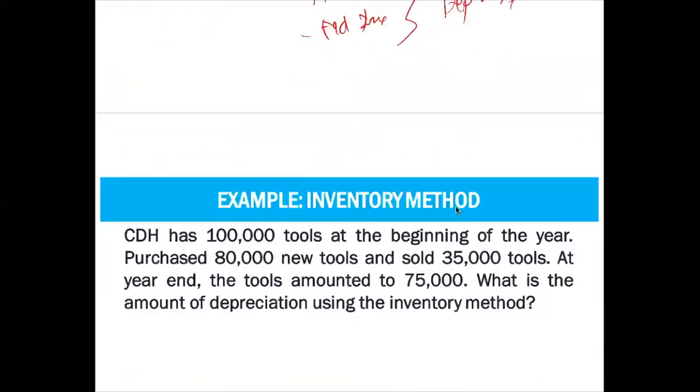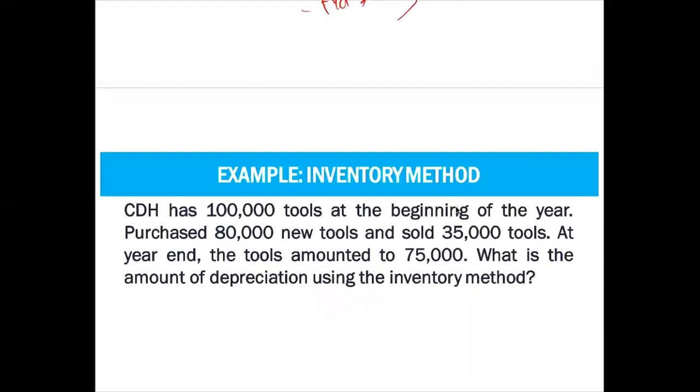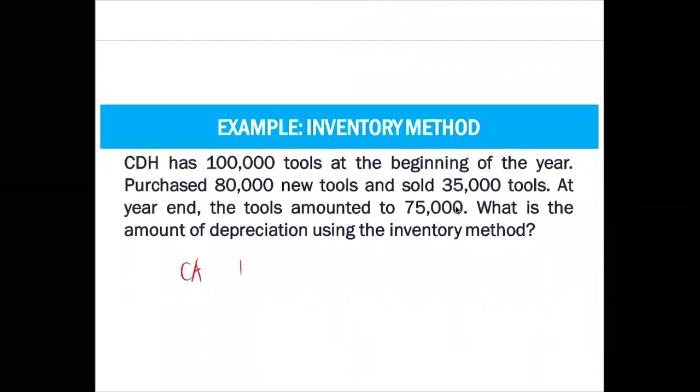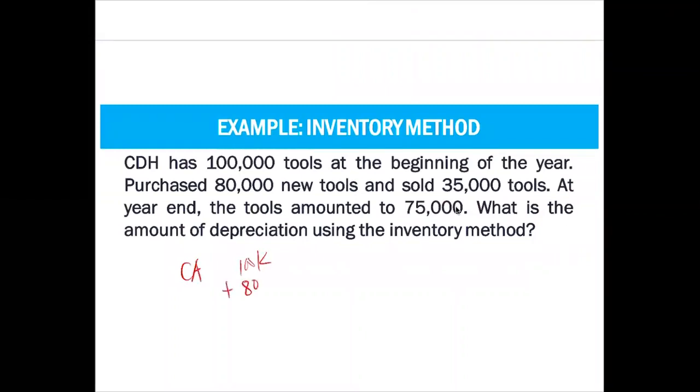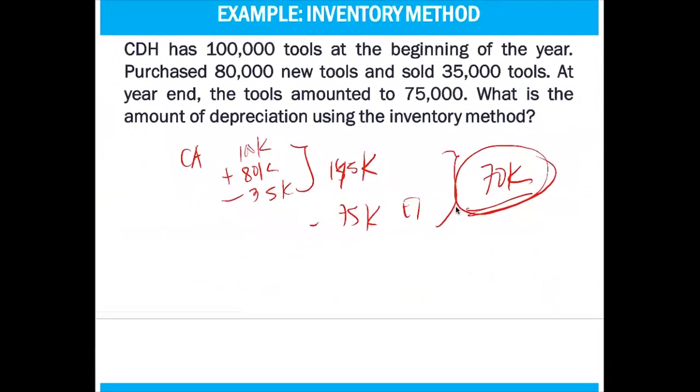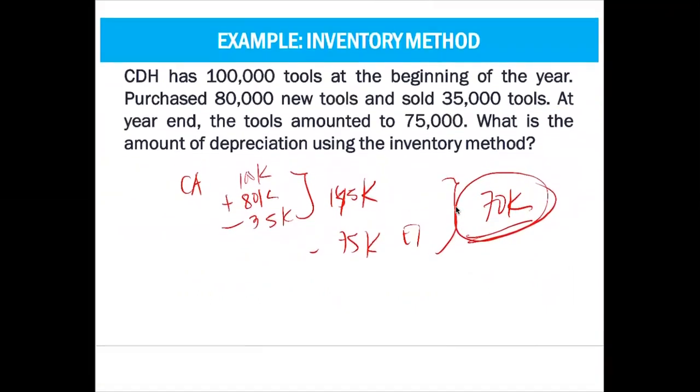So let's have an example. CDH has 100,000 tools at the beginning of the year, purchased 80,000, sold 35,000 tools. The ending is 75,000. What is the depreciation? So what is the carrying amount? So we have 100 beginning plus purchase of 80 less the sale of 35,000. So we have here 145,000 less 75,000 ending inventory. So our depreciation is 70,000 pesos.